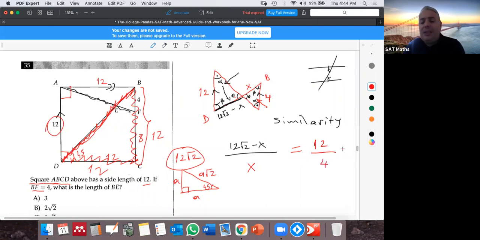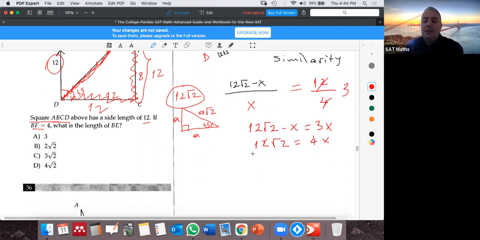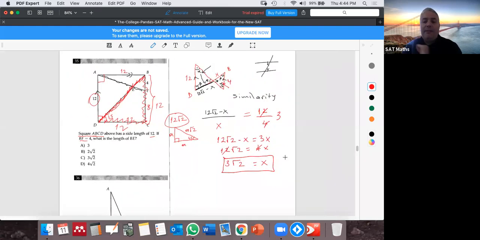And then it's finished. Why is it finished? 12 over 4 is 3. If I do cross product, 12 root 2 minus x is 3x. 12 root 2 is 4x. And then 12 and 4, if I simplify, 3 root 2 is equal to x. That's it. Please have a look.